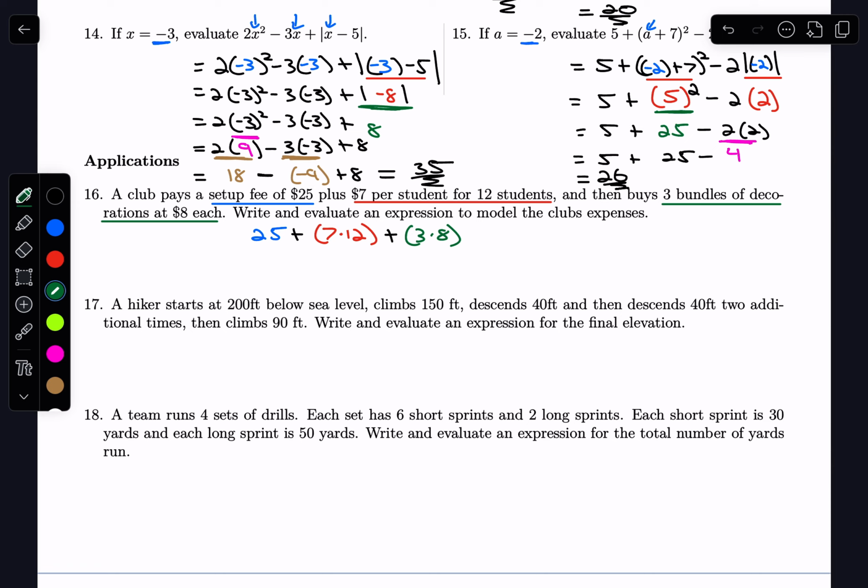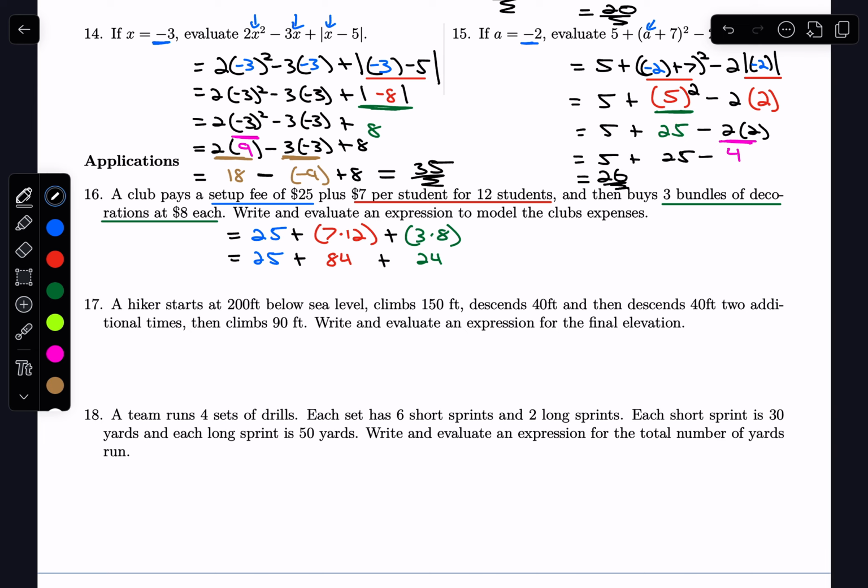So now my parentheses were not technically necessary here, but I think it just keeps everything nice and tightly together. We have $25 plus 7 times 12 for the cost per students, plus 3 times 8 for the cost of the decorations. If we work this out, we have a couple multiplication spots. So 7 times 12 is 84, and 3 times 8 is 24. So all we have to do is add together 25, 84, and 24.